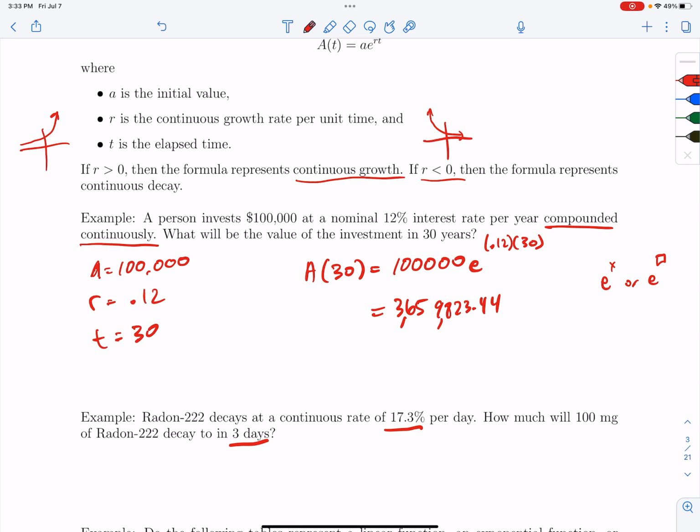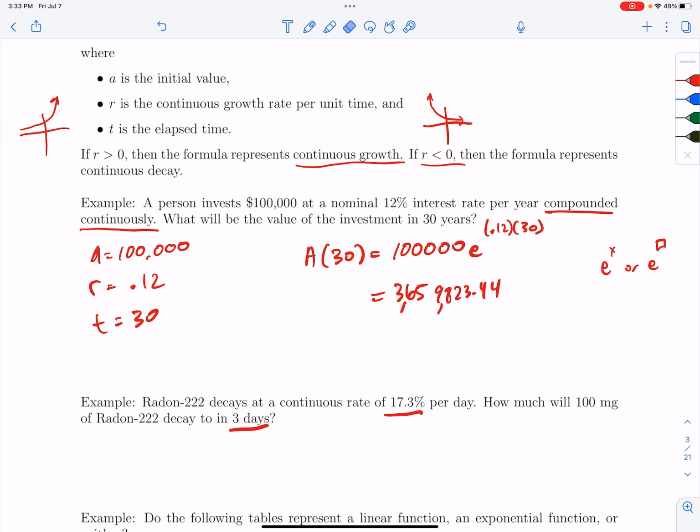Okay, so here T is going to be 3. The R value, well, I need to put 17.3% as a decimal. It's going to be 0.173. We want that to be negative since this is decay. And our initial value is 100, so A is 100 here. So we want to know A of 3 in this case is equal to our A value, E to the R, so negative 0.173 after 3 days.